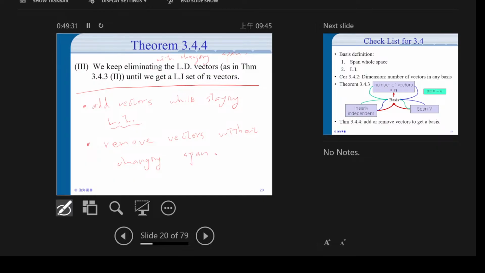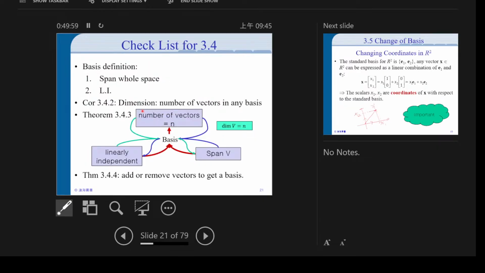Okay. Yeah, so those are two things you can do. If your set of vectors is linearly dependent, then you can keep removing vectors without changing your span. And if you have a set of vectors that's linearly independent and doesn't span the whole thing, then you can keep adding vectors while staying linearly independent. Okay. And yeah, those are two nice operations, and we finished this section.